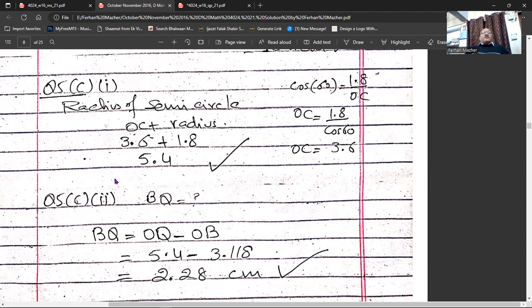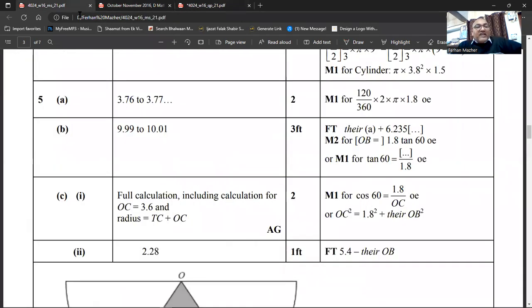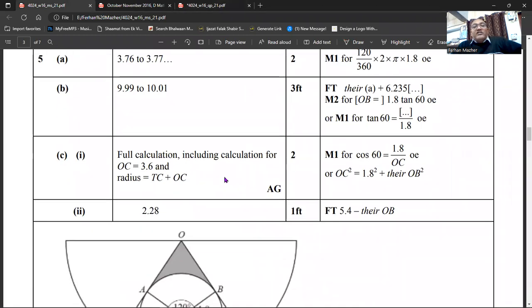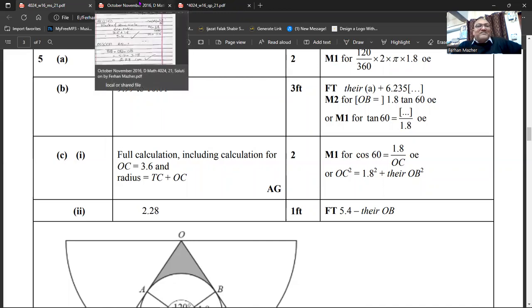So the radius of the semicircle will be OC plus the radius of the small circle. That will be 3.6 plus 1.8, which is 5.4. So 5.4 centimeters is the answer. So let's check. This is TC plus OC. They have not given us the answer, but our answer is right. They said whatever the student gets by this procedure. Okay, so our answer is right.